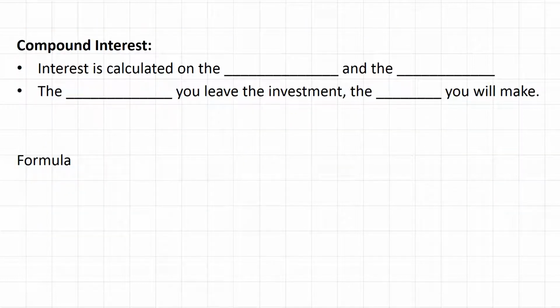So to recap here, compound interest is interest that is calculated on the principal, the money you originally put in, plus the interest you earn as you leave it in the bank account. You don't take the interest out. The longer you leave it in the bank account, the more you will make.